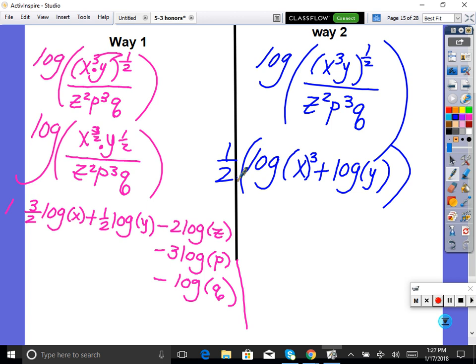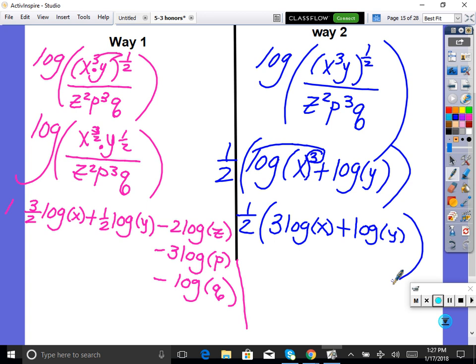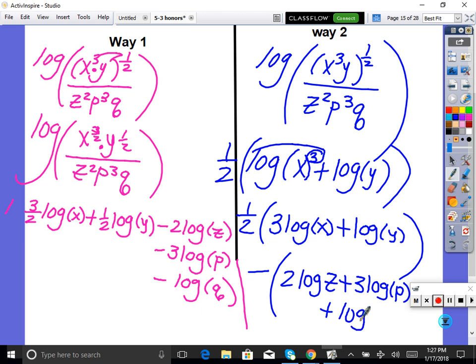And then if you think about it, we would then bring the 3 down. So we're dealing with 1/2 parentheses 3 log of x plus log of y. And then we would have minus parentheses 2 log of z plus 3 log of p plus log of q. And they're equal mathematically, aren't they? Yes. I like this way better.